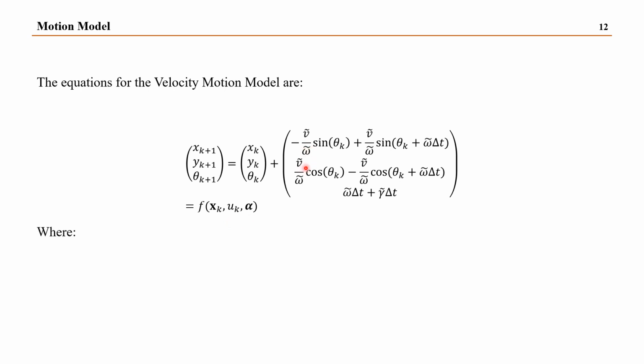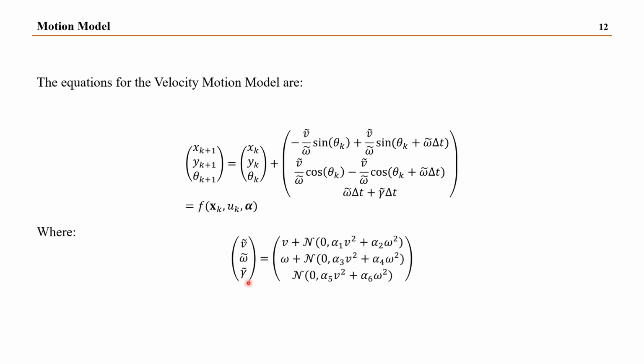Now, of course, the v and the omega here are actually noisy commands. They are given by the nominal commands, the v and the omega, plus some Gaussian random variable with variance related to the magnitude of the original v's and omegas. So the bigger the required command in terms of rotational or linear velocities, the more variance we have in this noise. Now, gamma here is actually just a parameter that has zero mean and a certain variance. This is used to describe error in the final rotation of the robot between two time steps.